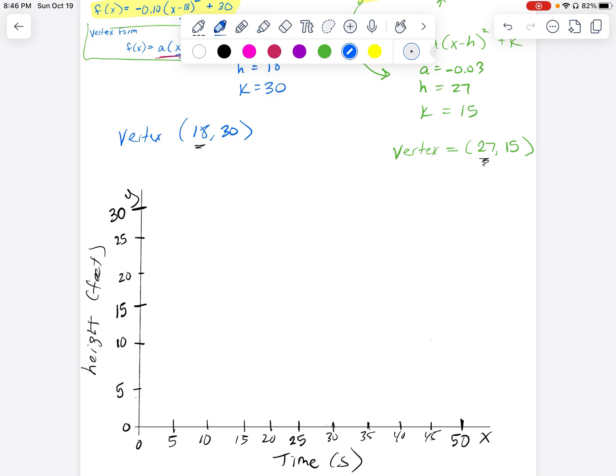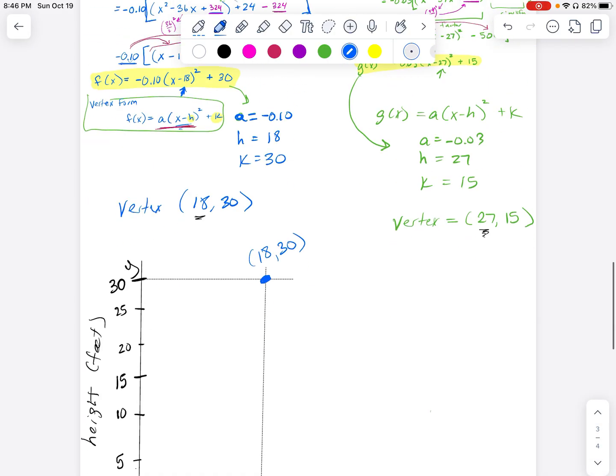So starting with my vertex, that's at 18, 30. So x equals 18, about there. And my y is 30. So that's about there. So 18, 30. I know it's facing down. My parabola I know goes down because it's got a negative a out in front.